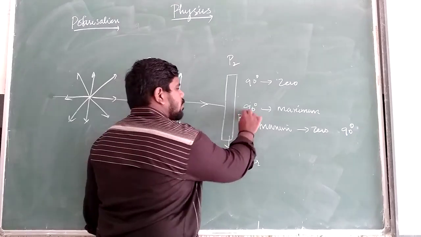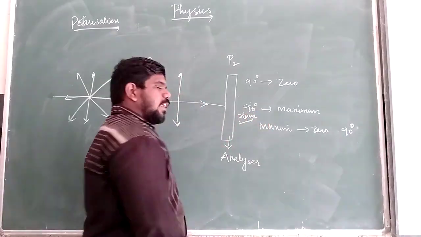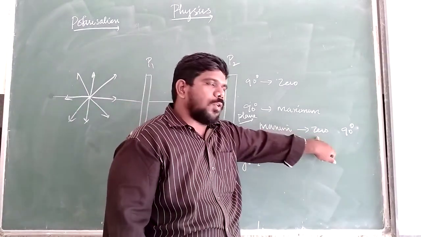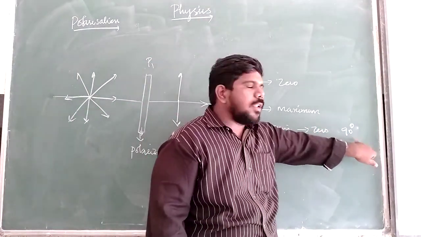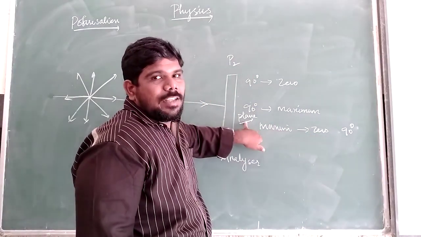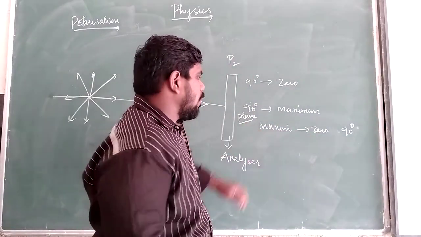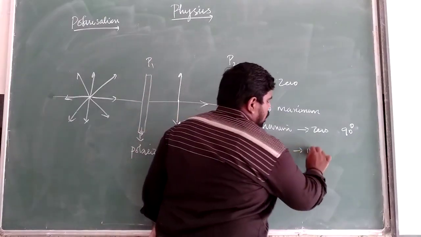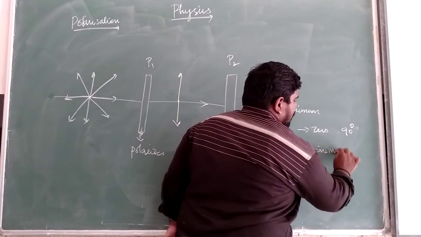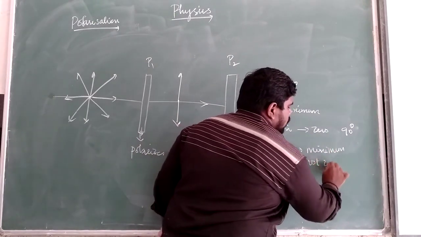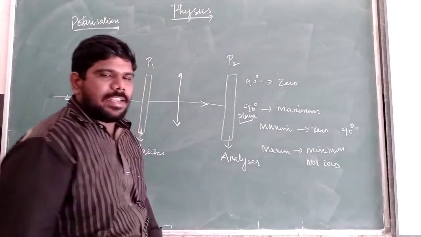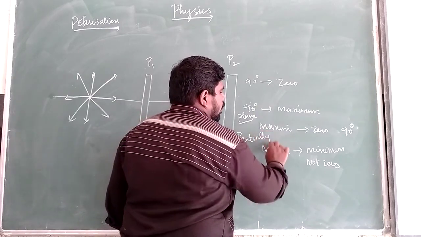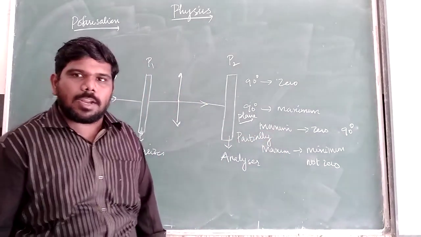What is plane polarized light? The intensity of a light varies from maximum to 0 for every 90 degree rotation, then it is called a plane polarized light. At the same time, when the intensity of a light varies from maximum to minimum, not 0, for every rotation of 90 degrees, then it is called a partially polarized light.